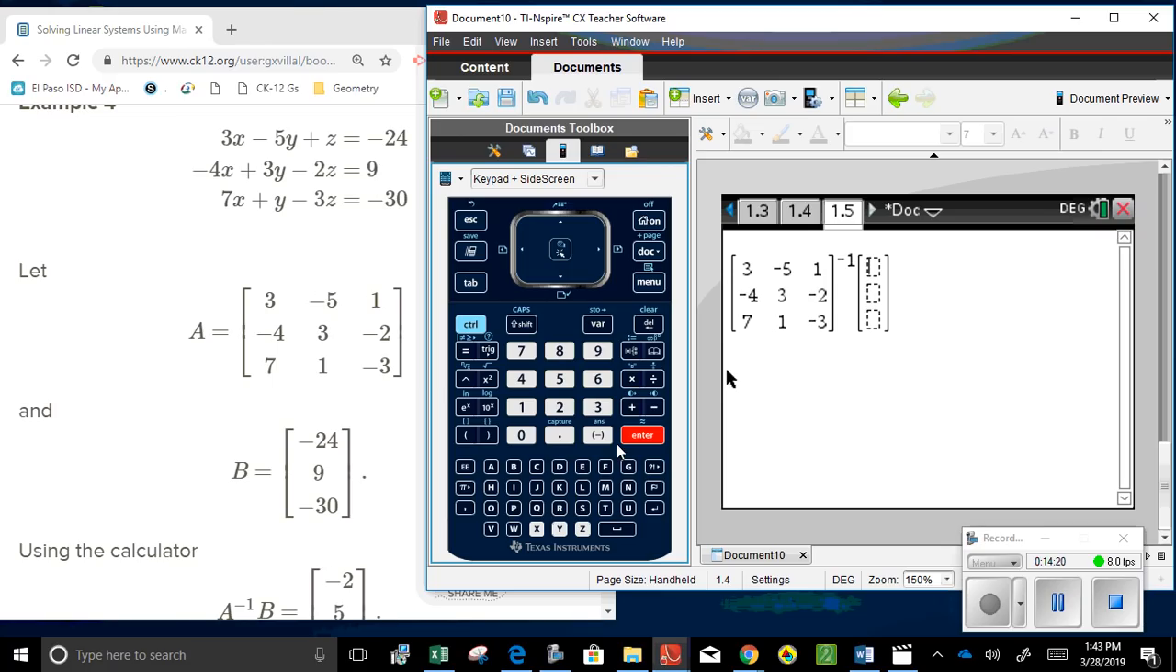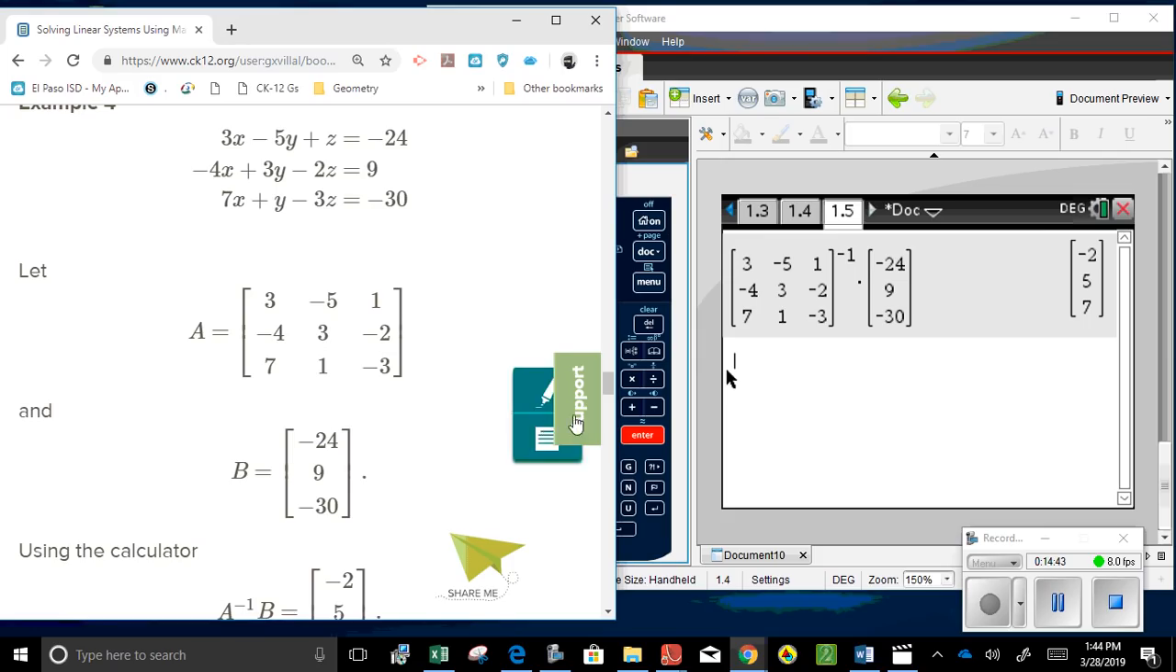Let's write that down. -24. Then after there's the number, press tab. After the number, press tab. And then tab. And then enter. And there's the answer, -2, 5, and 7. Does that agree?